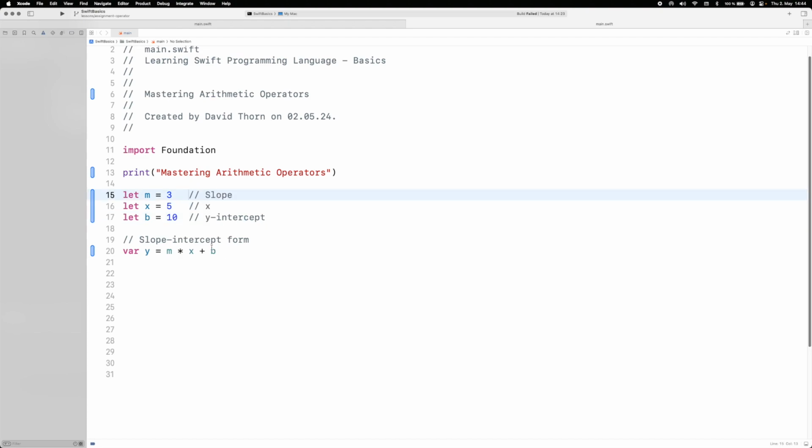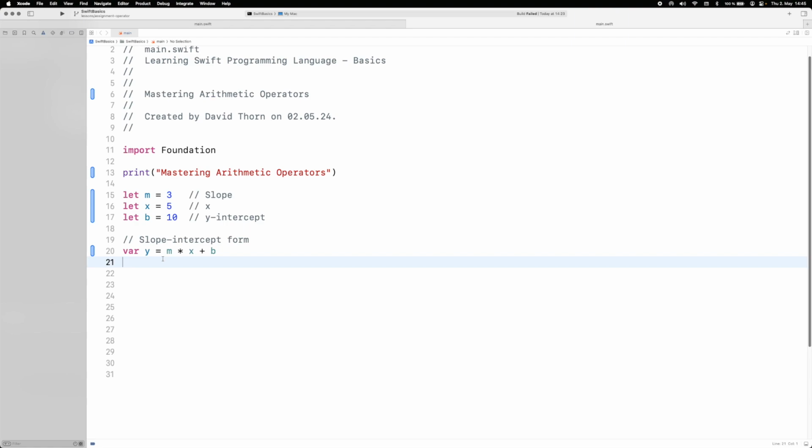Now we've got that out of the way, we have the slope-intercept form. If you don't remember it, it's perfectly fine. m times x plus b is equal to y. So this already in itself is explaining what arithmetic operators are. y is a variable. It's mutable because it's declared with a var, and we have the assignment operator, which we've been all over already, and this is an expression on the right-hand side. It's an expression because it's got a multiplication sign in it, the star, and an addition sign as well, and so on.